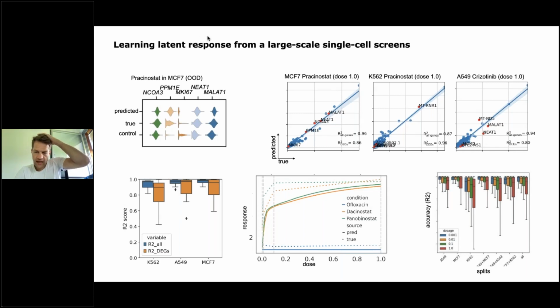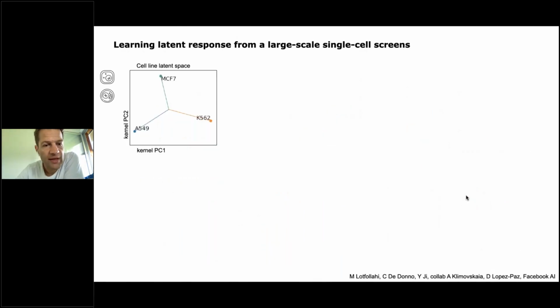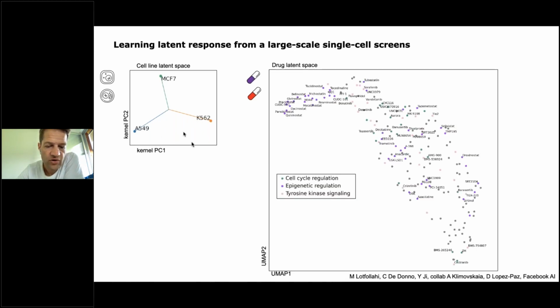I just want to say here, we did some type of analysis with respect to splits. I'll skip that, but just show you that you can interpret that space. So you can now look at the latent space of the cell lines. That's kind of boring, right? They're just simply maximally orthogonal, so there wasn't really any shared structure between the different cell lines, but you can do a kernel PCA UMAP of the drug latent space as well. And that's actually quite cool.